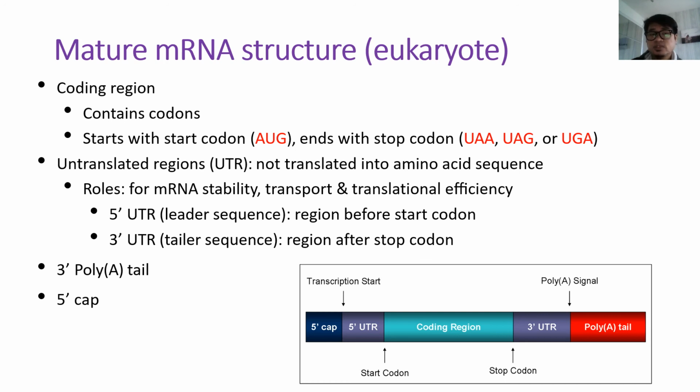There are two different UTRs. The 5 prime is a leader sequence, and the other one is the 3 prime, a trailer sequence. The leader sequence starts before the start codon, and the 3 prime region starts after the stop codon. Then in the mRNA there's also a 3 prime poly-A tail, and the last one is the 5 prime cap at the beginning of the mRNA.